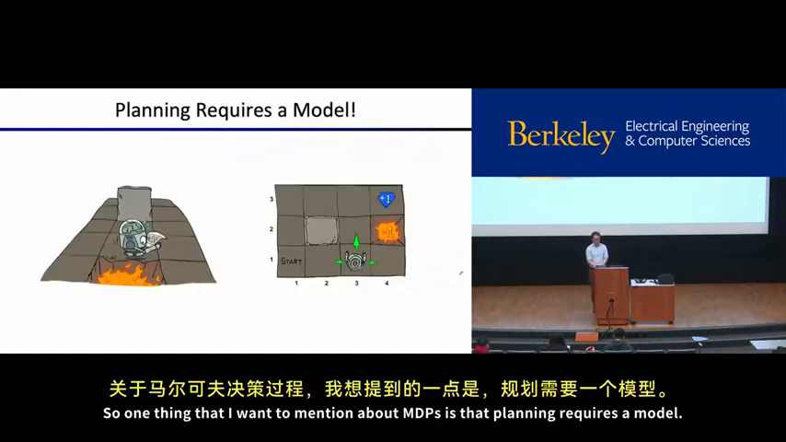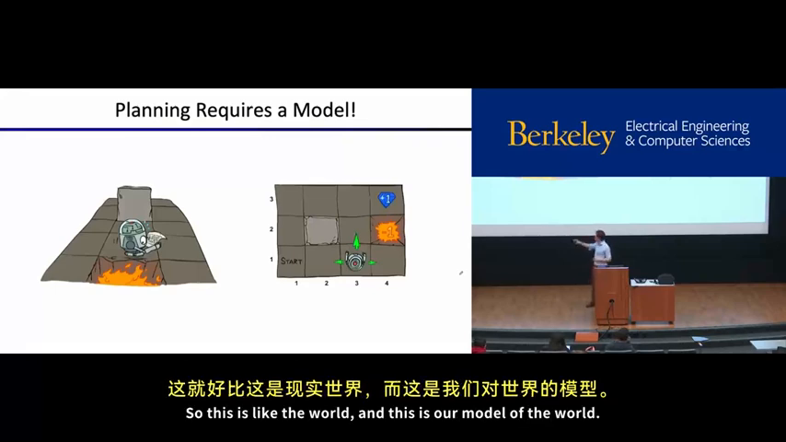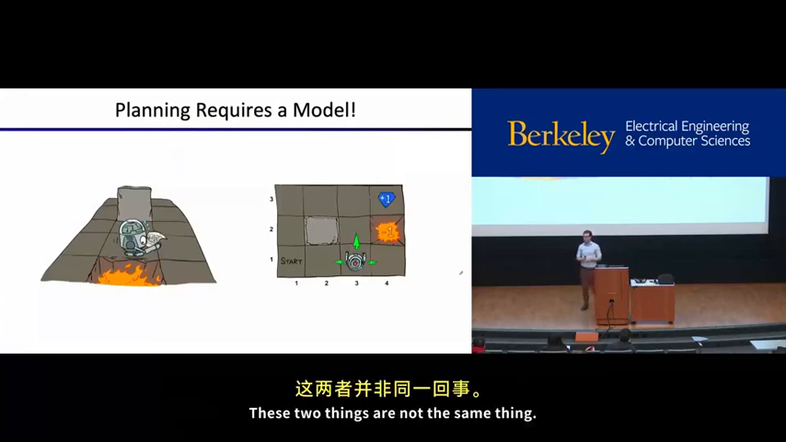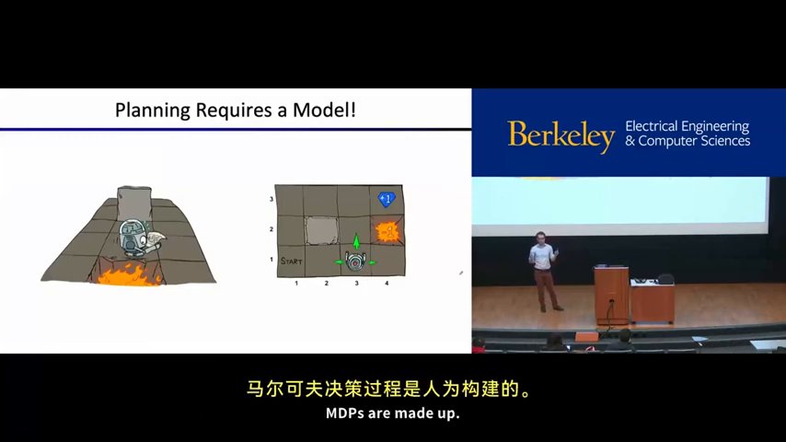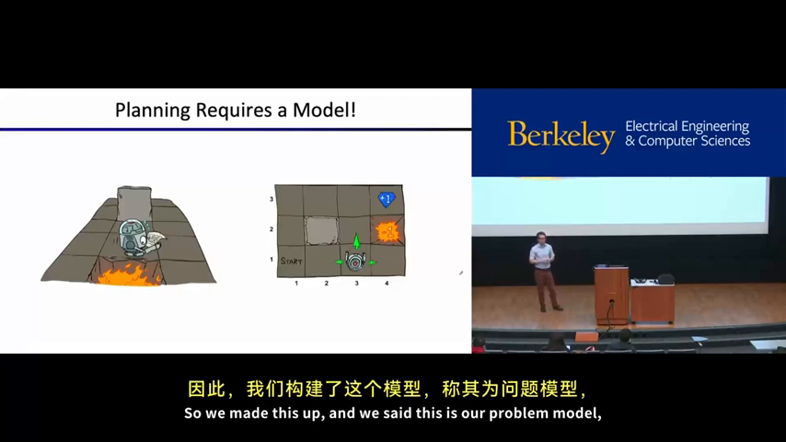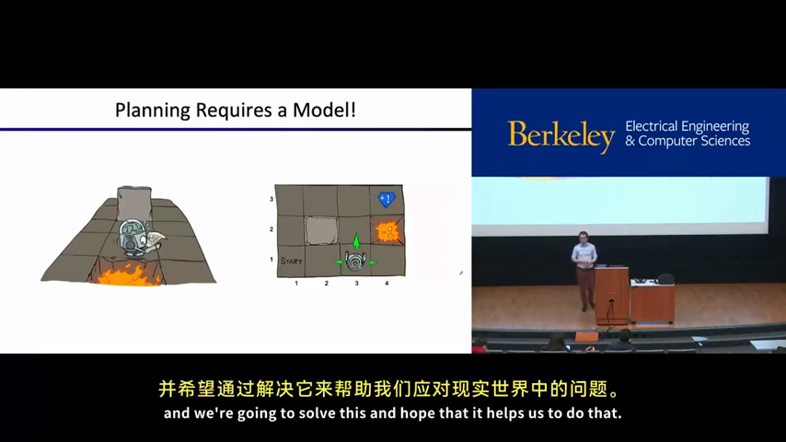So one thing that I want to mention about MDPs is that planning requires a model. Okay, so this is the world, and this is our model of the world. These two things are not the same thing. We've chosen to take this world and call it an MDP. MDPs are made up. The world is real. So we made this up and we said, this is our problem model, and we're going to solve this and hope that it helps us.